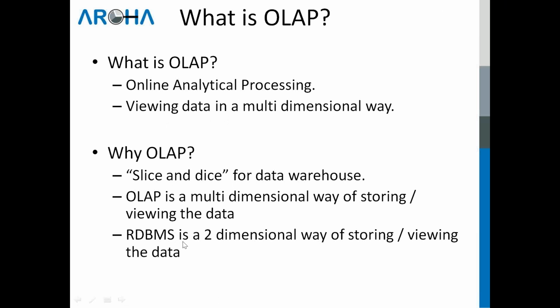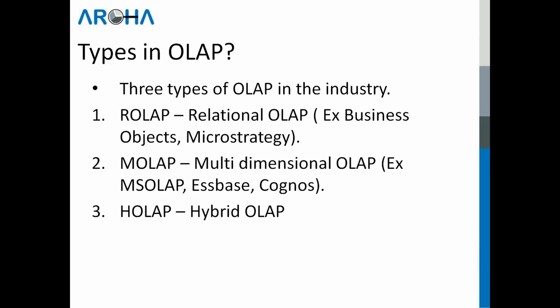RDBMS is a two-dimensional way of storing and viewing the data. So RDBMS is not an OLAP, put it that way. RDBMS is two-dimensional data, not multi-dimensional data. Now there are three types of OLAPs available in the market. One is called relational OLAP technology. The second one is multi-dimensional OLAP technology, and the third is hybrid OLAP technology.